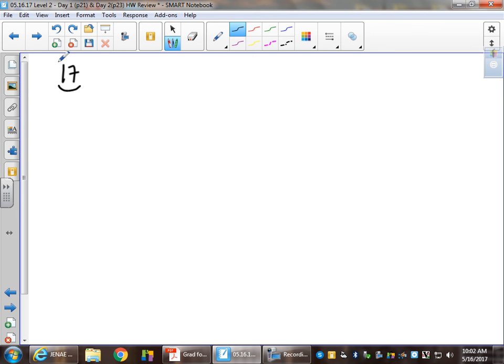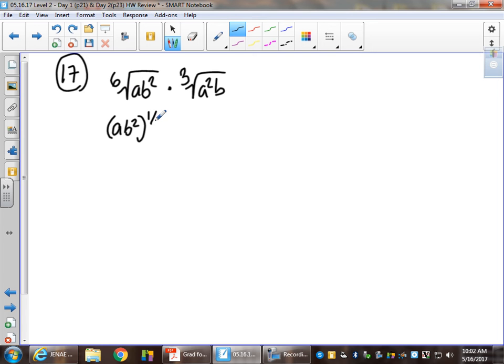So 17 said the 6th root of AB squared times the 3rd root of A squared B. We never work with radical notation. Our first step is always to rewrite with rational exponent notation. So whatever's on the inside, I write down again, AB squared. And then I ask myself, 6th root is associated with what fractional exponent? With 1/6. 6th root, 1/6. And then over here, A squared B, the 3rd root is associated with 1/3.